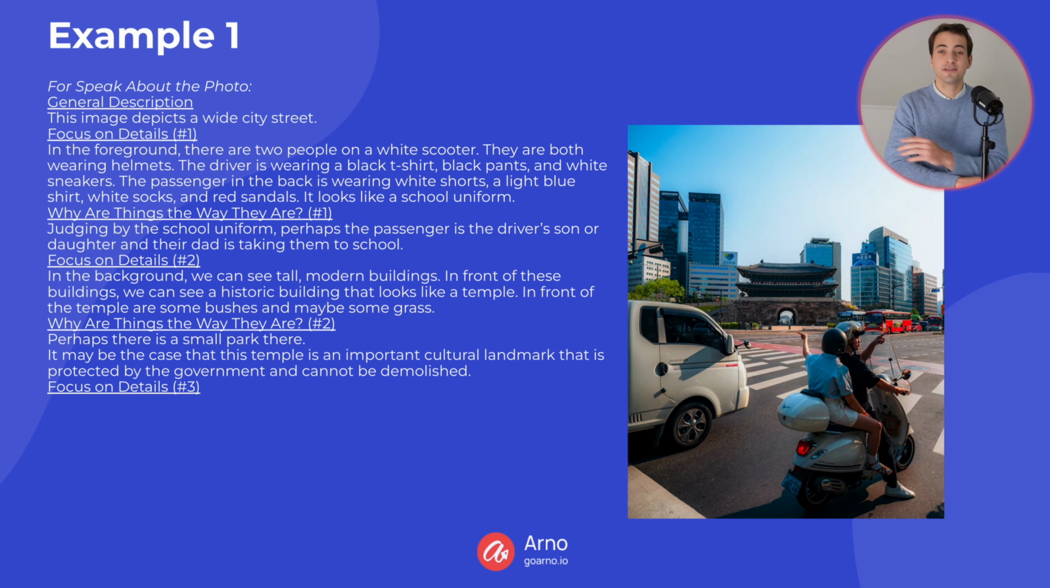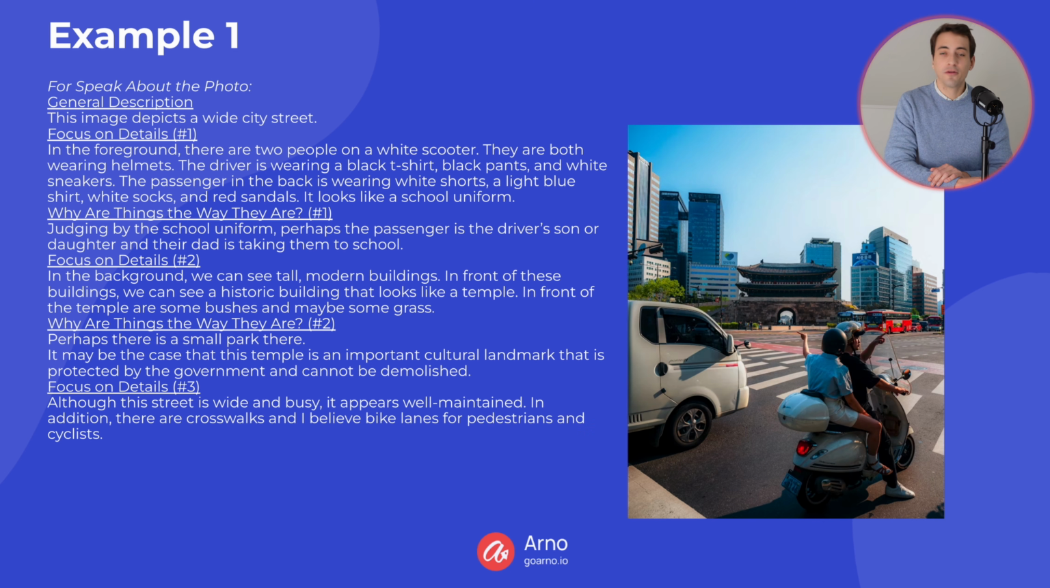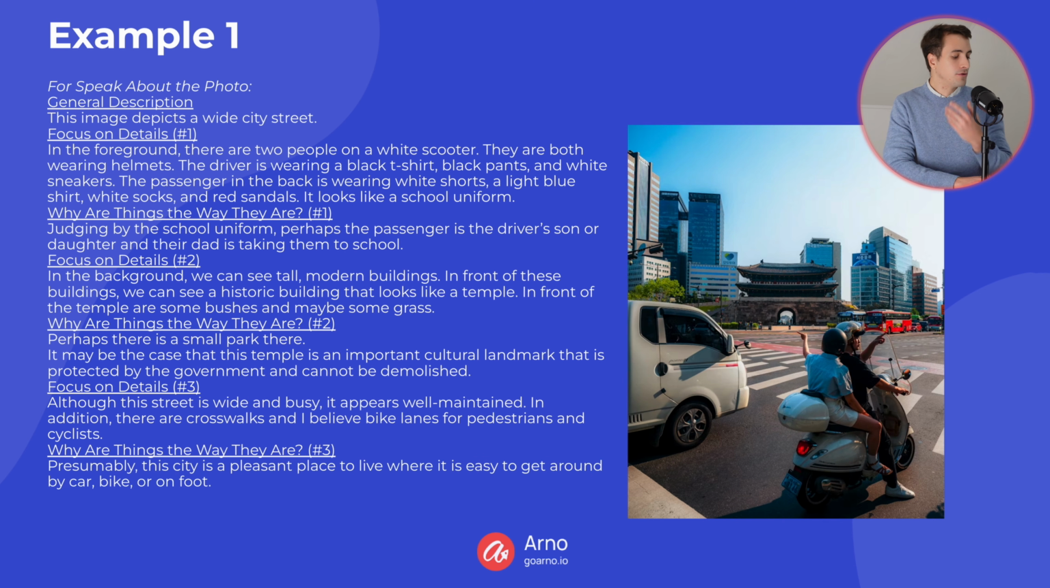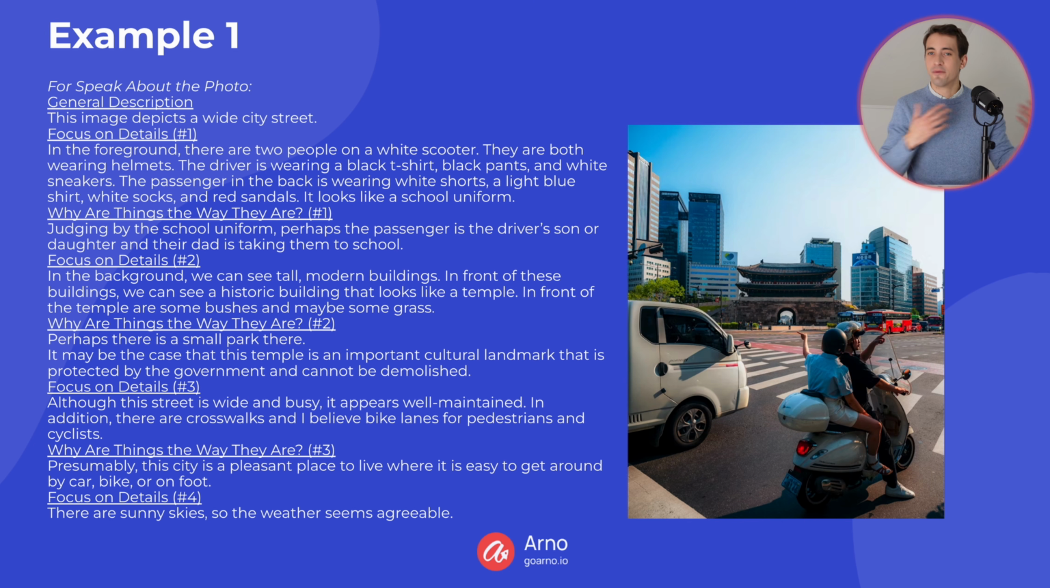Then, I'm going to focus on another part of the image. Although this street is wide and busy, it appears well maintained. In addition, there are crosswalks and I believe bike lanes for pedestrians and cyclists. And then I'll speculate about all those details. Presumably, this city is a pleasant place to live where it is easy to get around by car, bike, or on foot. And after I speculate about those details, then I could just keep going and describe another detail.